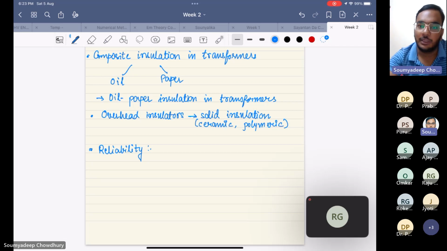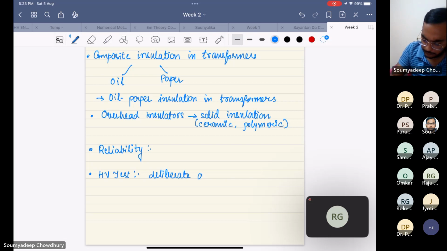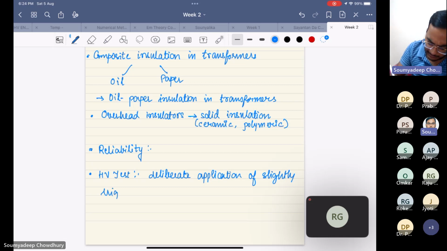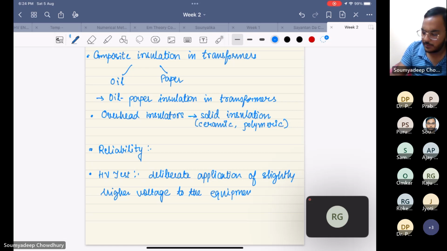So it is the deliberate application of a slightly higher voltage to the equipment than its normal working voltage. Correct.